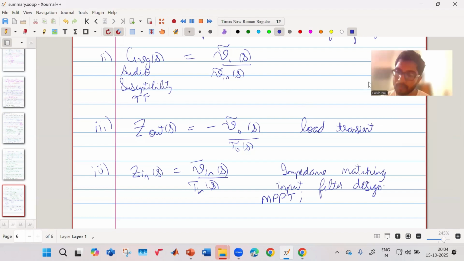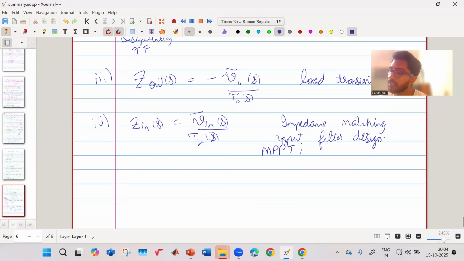Okay. Because this really is a very vast subject and you guys really have a very wide syllabus, I know. But I'm trying to let you know of the important things which you could refer to. Then these are your transfer functions.